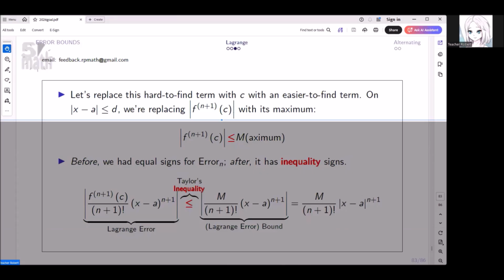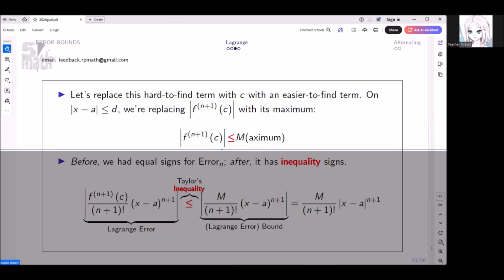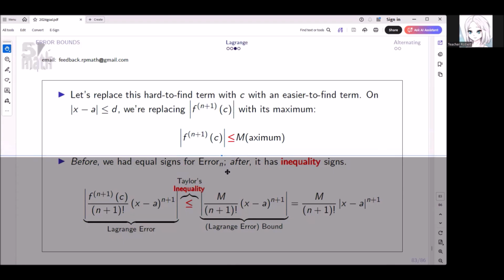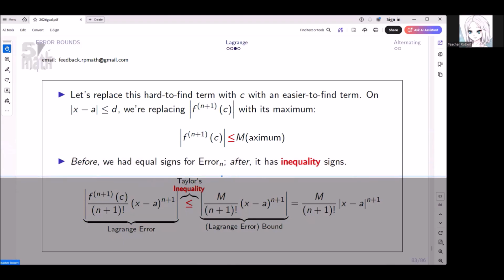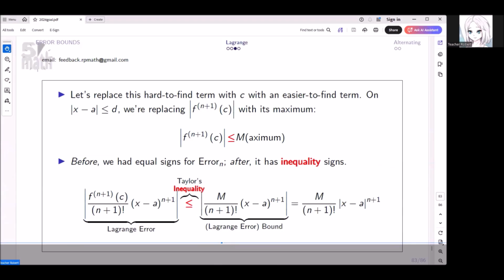Let's replace this hard-to-find term with c with an easier-to-find term. Here, we're replacing this with its maximum. We have the following. Before, we had equal signs for error n. After, it has inequality signs. Lagrange error, Taylor's inequality, Lagrange error bound.